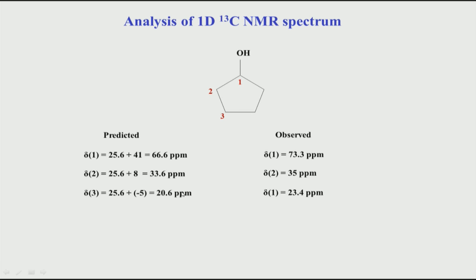This is called mapping or assignment. It is very easy to assign, because this 66.6 has to correspond to this, which means that whatever peak you get at this ppm in the experiment corresponds to this carbon. Similarly, whatever peak you see at this ppm will match with this, and that corresponds to this carbon, and whatever you see here corresponds to this. So, this is a very useful tool for predicting chemical shifts based on the structure, and you match it with your observed value so that you can assign which peak corresponds to which carbon atom.